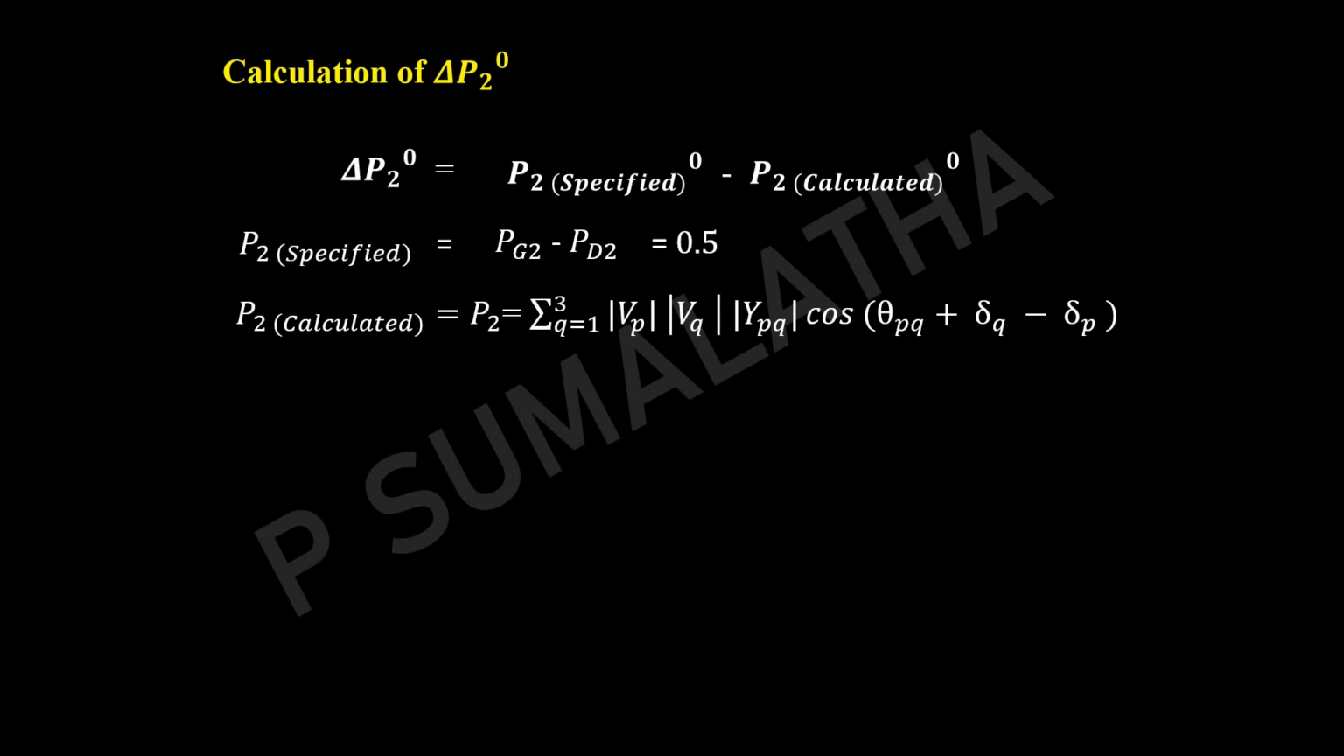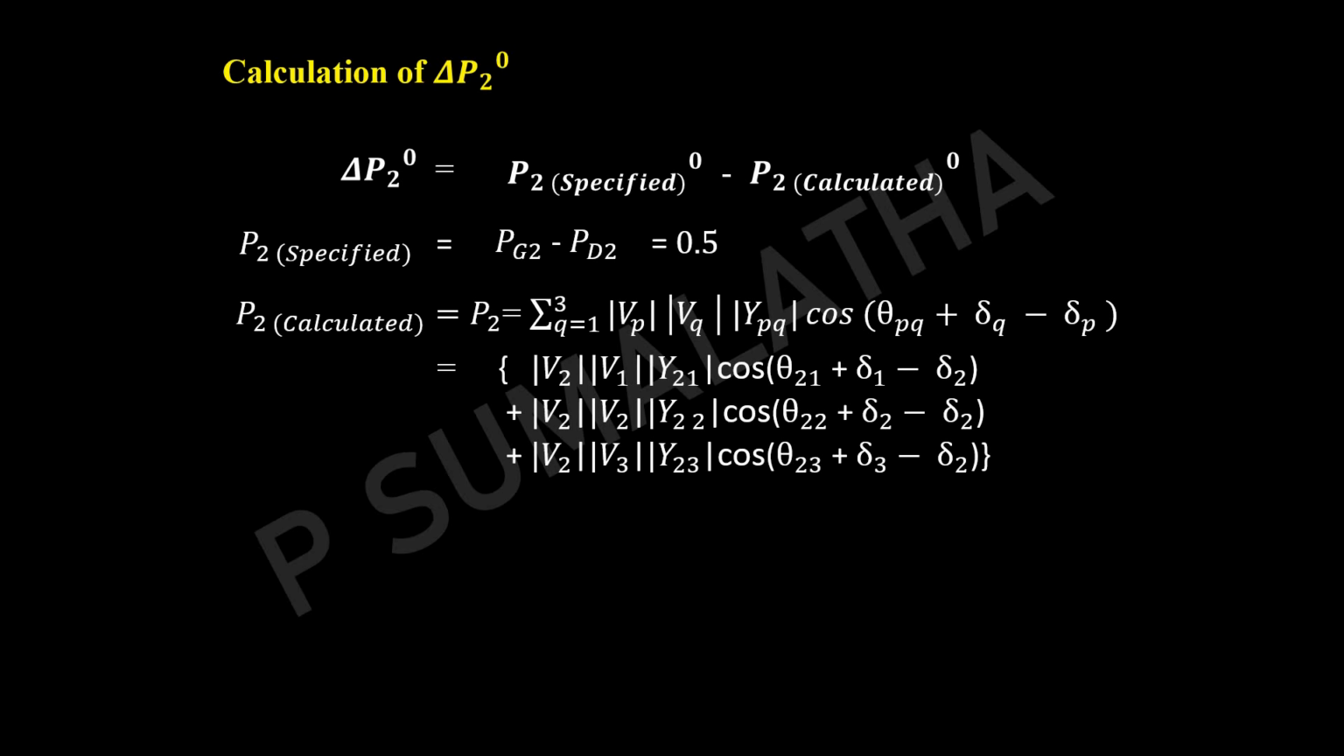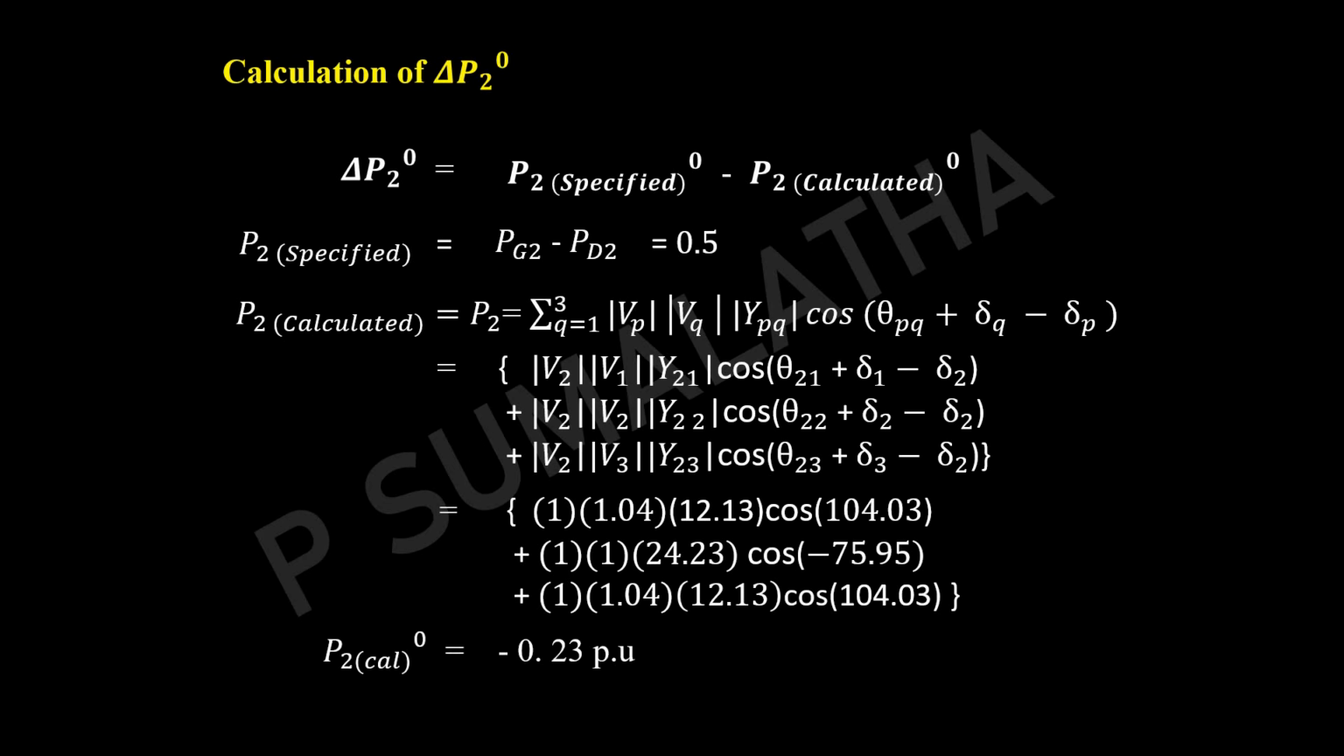So the calculated value, we know the equation, the P2 calculated is equal to sigma q is equal to 1 to 3 because the number of buses is equal to 3, mod V suffix P, VQ, YPQ, cos theta PQ plus del Q minus del P. Let us expand and substitute the corresponding values and simplify. So we will get the value as minus 0.23 per unit. Now we can find out the delta P2. So delta P2 is equal to P2 specified value 0.5 minus the P2 calculated value minus 0.23, which is equal to 0.73 per unit.